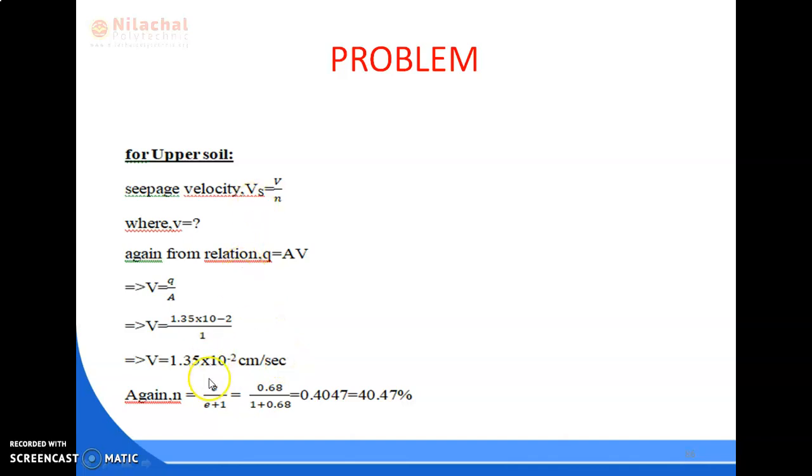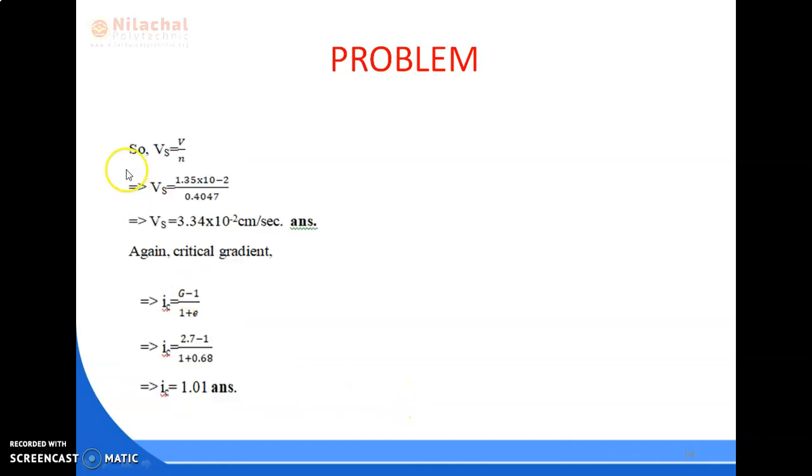Another thing is N, equal to E by 1 plus E. The void ratio is given to us, so 0.68 by 1 plus 0.68, this is 0.4047 or 40.47%. So let us put all the values and find out Vs equal to V by N. After putting the values, we found Vs equal to 3.34 into 10 to the power minus 2 centimeter per second. This is one answer. Again we have to find out another thing, the critical gradient. So Ic equal to G minus 1 by 1 plus E. Again Ic equal to 2.7 minus 1 by 1 plus 0.68.